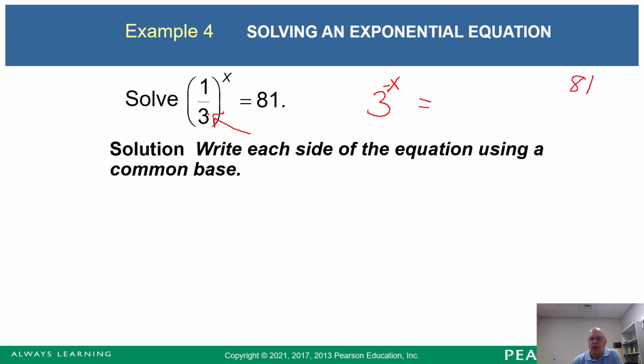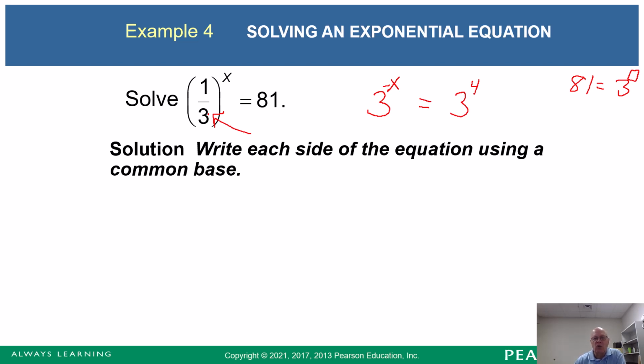So 81 is 3 to what power? Well, grab your calculator if you need to, or better yet, do it in your head. 3 to the first, 3 to the second, 3 to the third, until you end up with 81. In this case, 3 to the fourth power is 81.